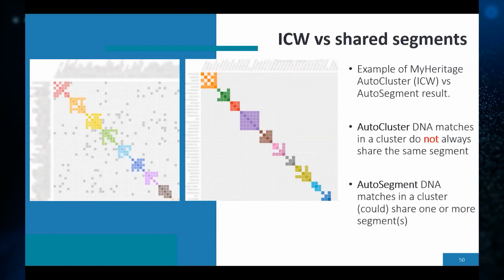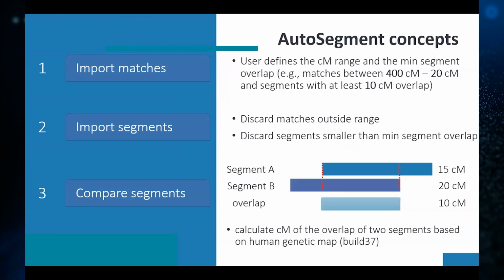Okay, all right, so now how do we do the shared segments? This is getting a bit more technical. How do we determine those overlapping segments? Typically, if you do an AutoSegment analysis, you again define a centimorgan range. So you define, for instance, matches between 400 and 20 centimorgan, and segments that should overlap with a minimum segment overlap. For instance, segments that share at least 10 centimorgan.